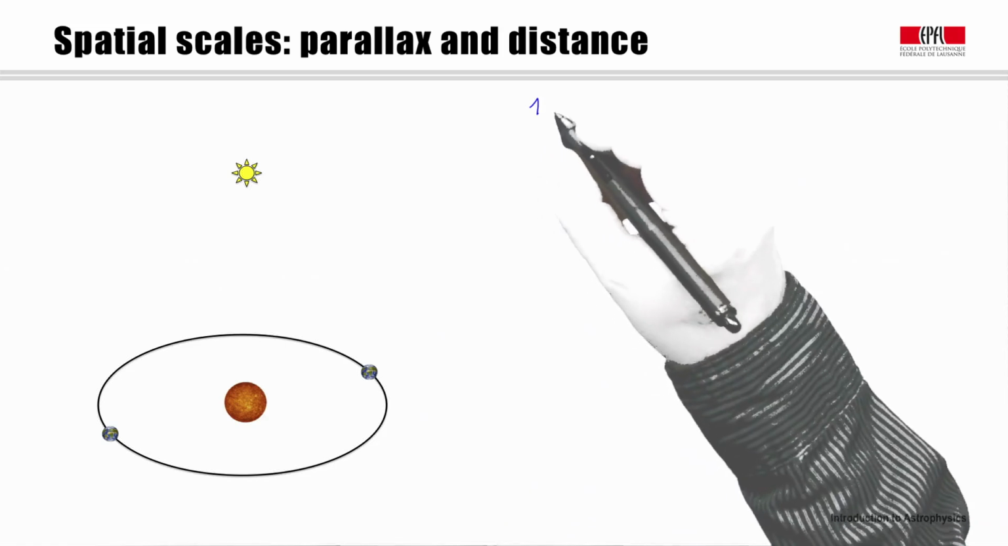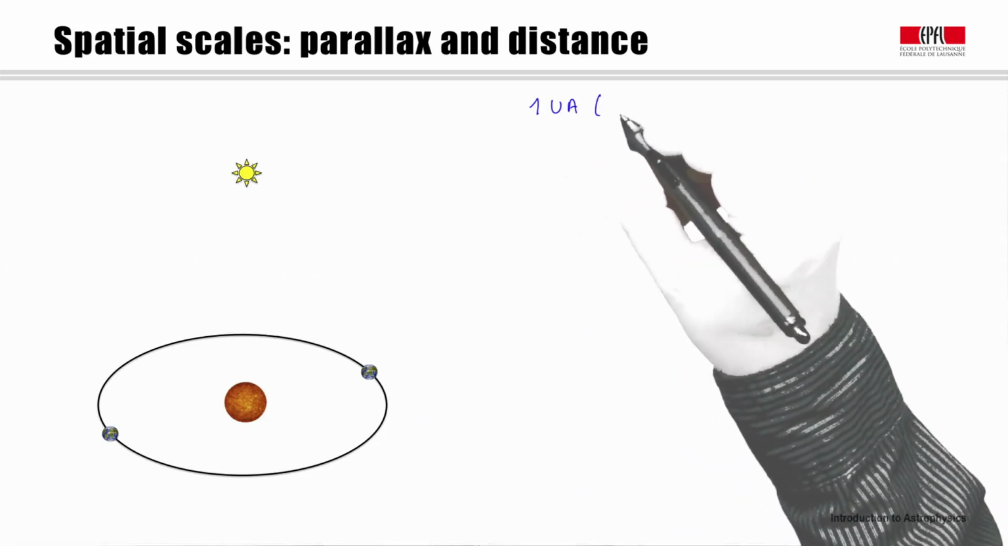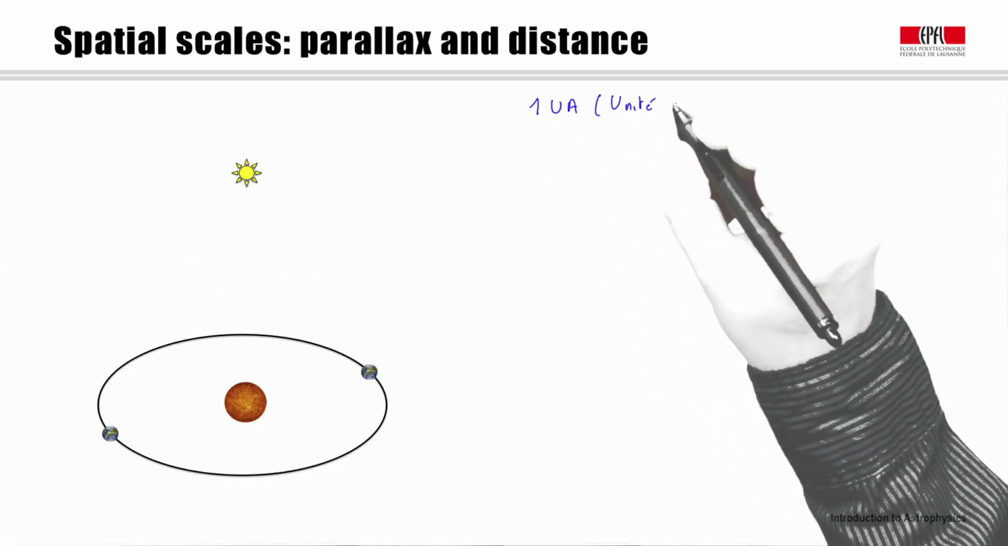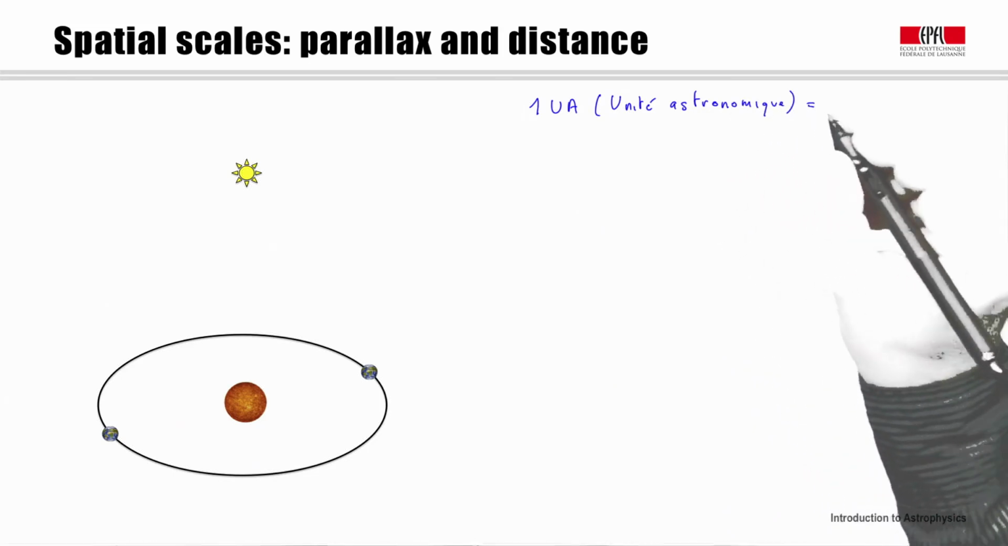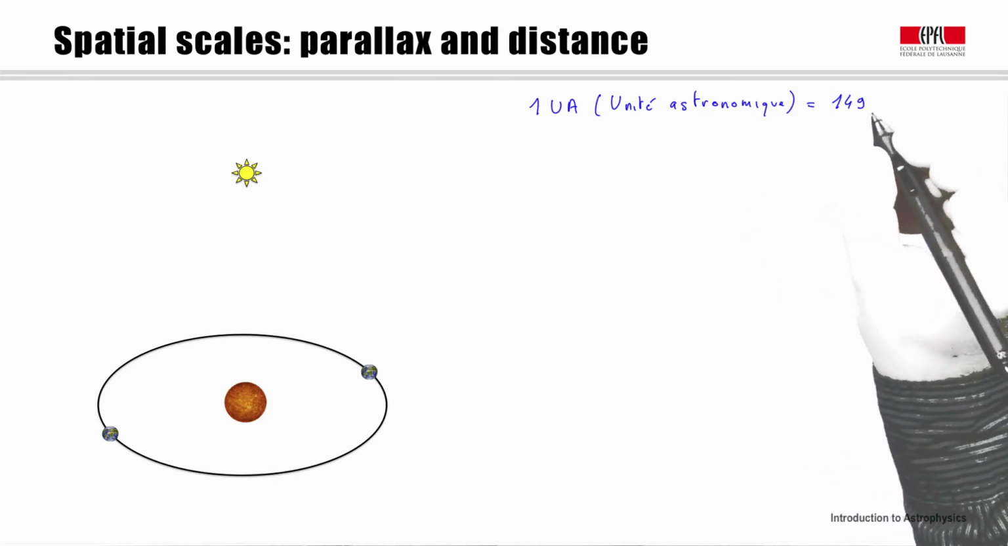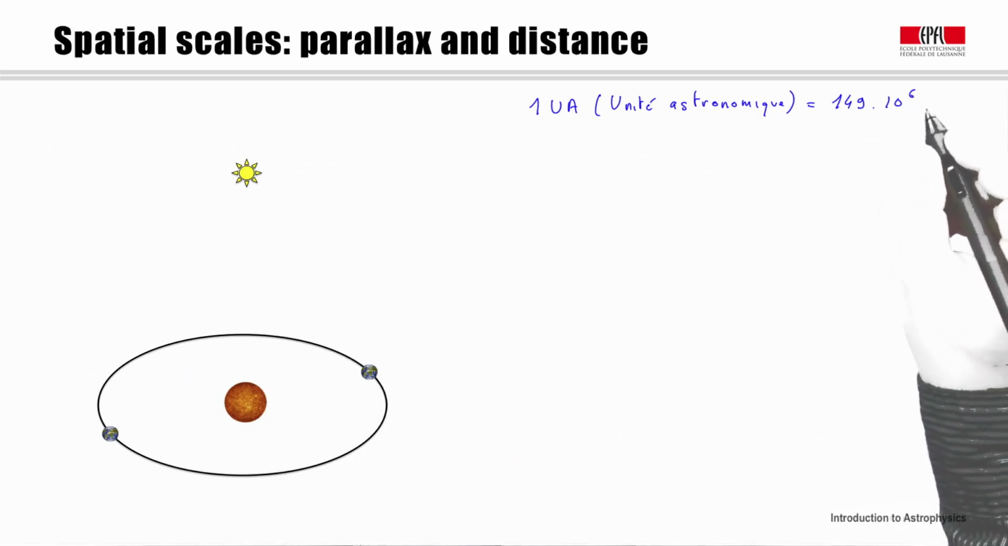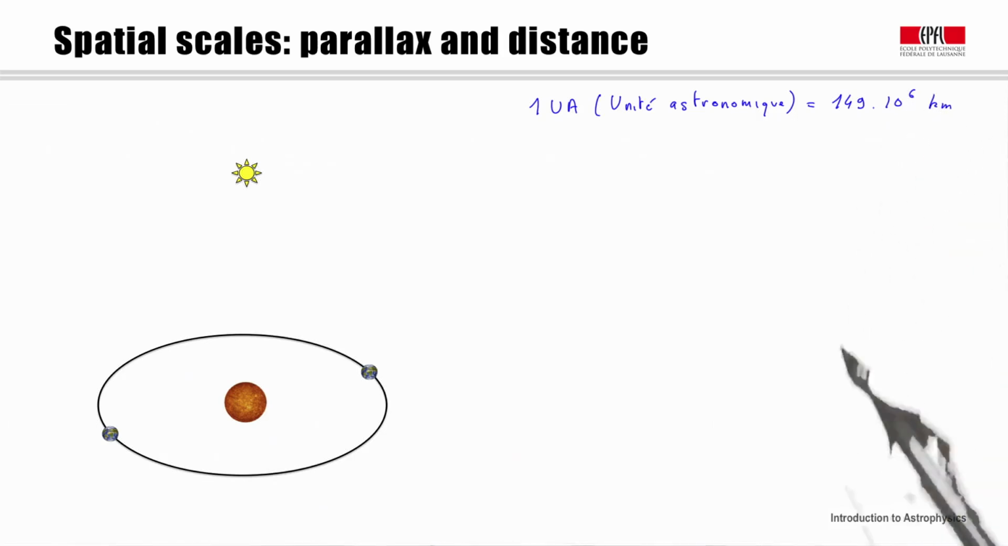First of all, in the solar system, we often use the astronomical unit, which is the distance between the Earth and the Sun, 1 AU, or UA on the slides. This distance is 149 million kilometers. That is the distance between the Earth and the Sun.